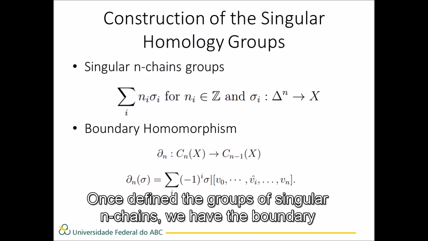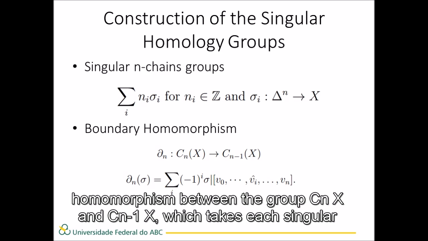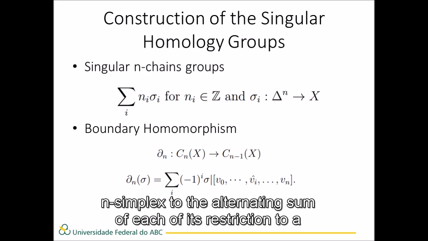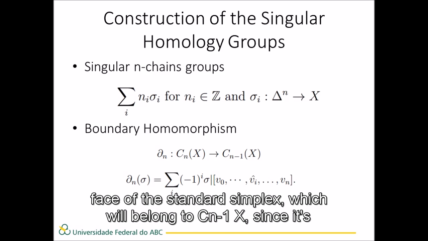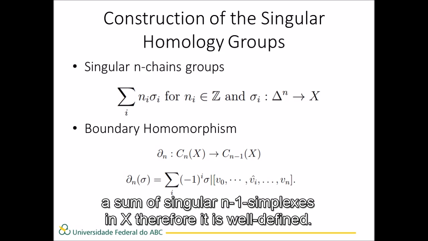Once defined the groups of singular n-chains, we have the boundary homomorphism between the group C_n(X) and C_{n-1}(X), which takes each singular n-simplex to the alternating sum of each of its restrictions to a face of the standard simplex, which will belong to C_{n-1}(X), since it's a sum of singular (n-1)-simplexes in X, and therefore it is well defined.